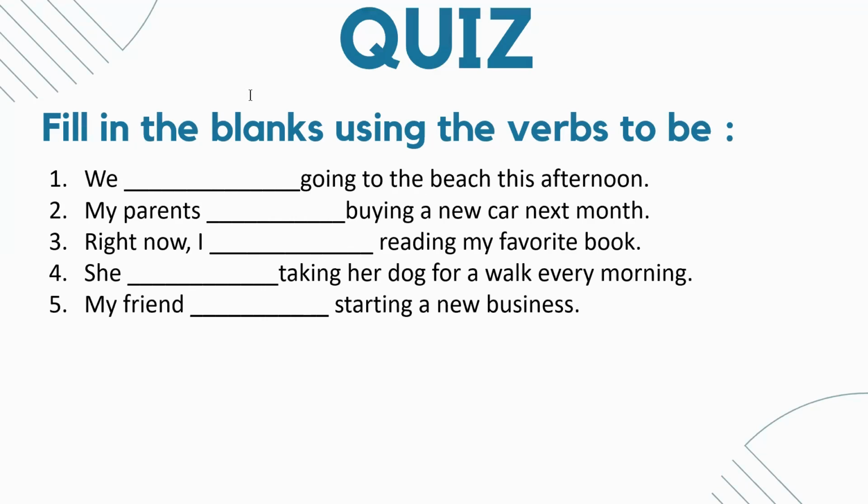Okay, so now we can practice. Our first exercise is filling in the blanks using the verbs to be. So let's start with number 1. Our subject is we, so we know we have to use the verb to be are. We are going to the beach this afternoon. Next, my parents. So this is a plural noun, parents. We need to use the verb to be are. My parents are buying a new car next month.